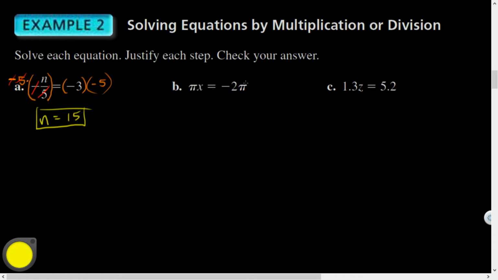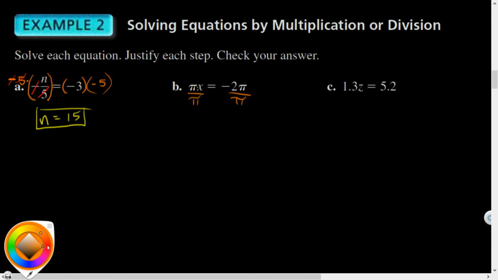All right, does anyone know what this little thing is? Yeah, that's pi, right? That's related to the circumference and the diameter of any circle. Pi is just a number, right? It's like 3.14159. What do you think I could do? X is currently being multiplied by pi. So the inverse of multiplying by pi would be to divide by pi on both sides.